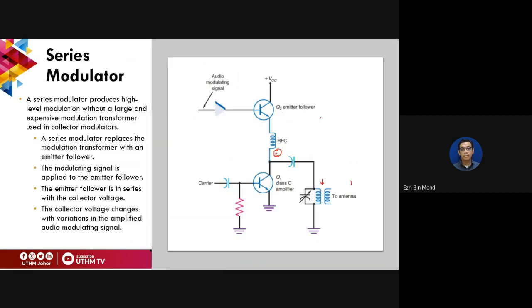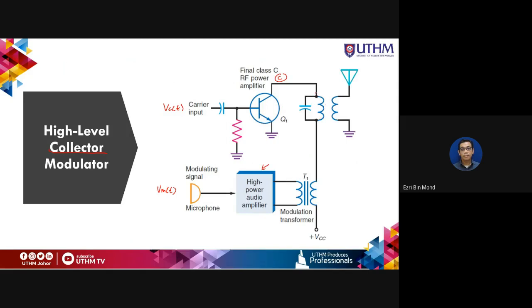And here the resultant product of the modulating signal and carrier signal will be transferred to the secondary winding of the transformer before transmitting the signal to the receiver. That is the high level collector modulator. High level collector modulator is easy to recognize, it will use a transformer to transfer the energy, the power.